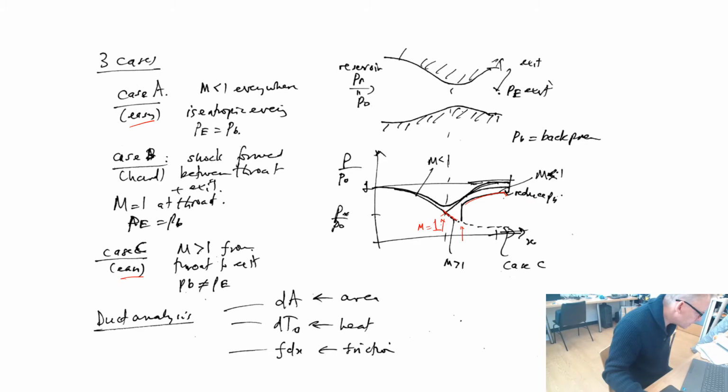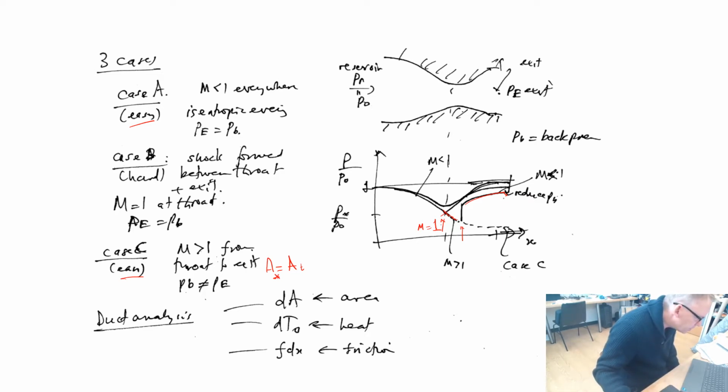Now, just to remind ourselves, for this particular case, A star is equal to the throat area. A star is a critical area associated with the Mach number being unity. Because the flow is choked, in this region A star is going to be A_T.